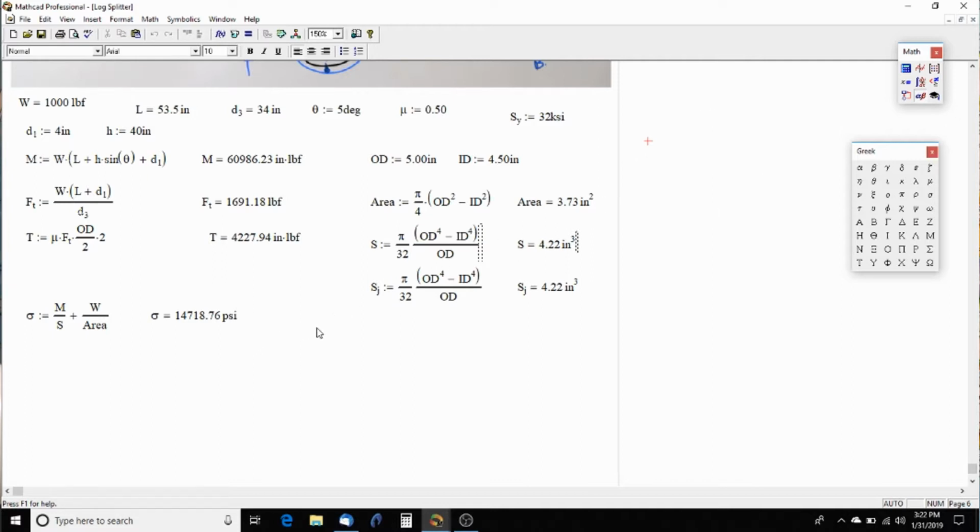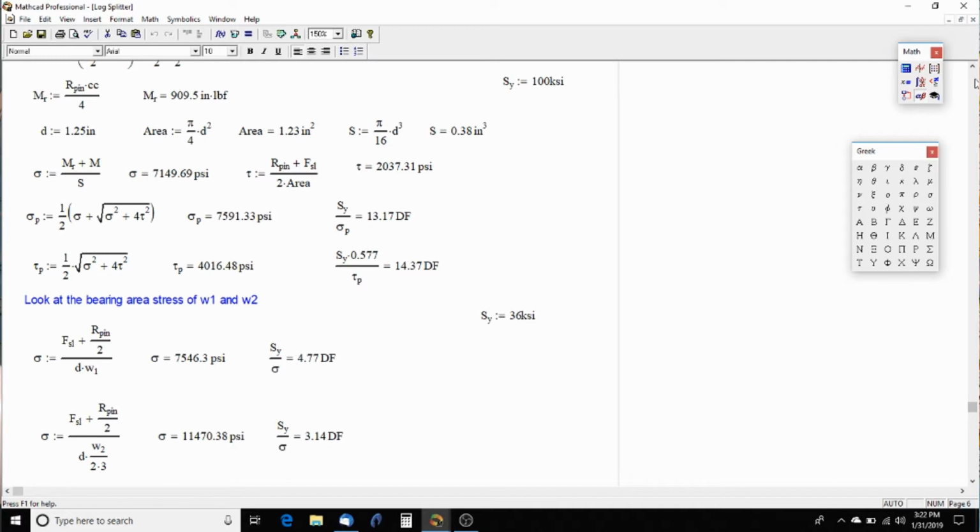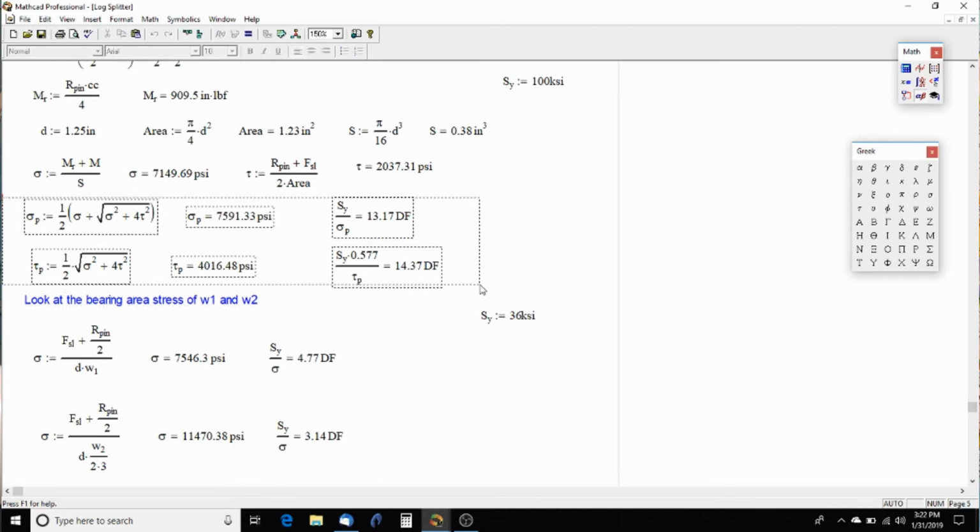All right, and then our torsion, or shear stress, is going to be equal to torque divided by S sub j. And that is equal to 1,000 psi. And that's about what I expected. There's not much there. It's mostly the moment that's doing the damage, and you can see that's almost 15 times as much. All right, so the last thing to do here is go up in our calculations and find where we use Mohr circle.